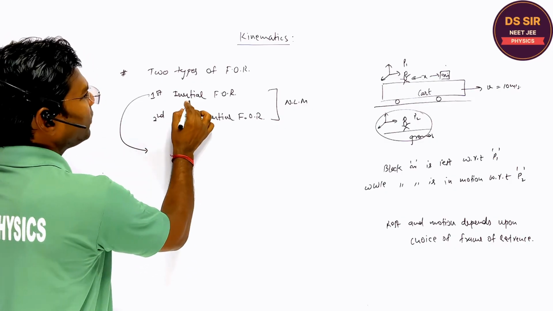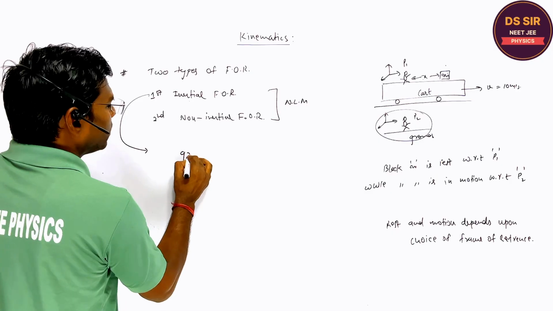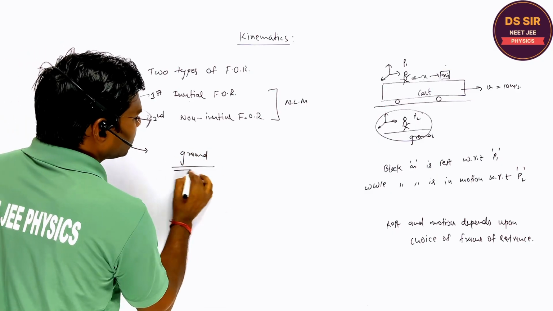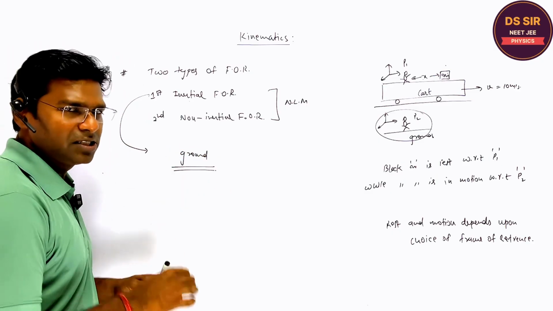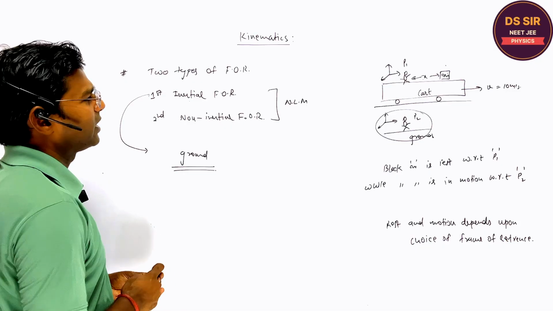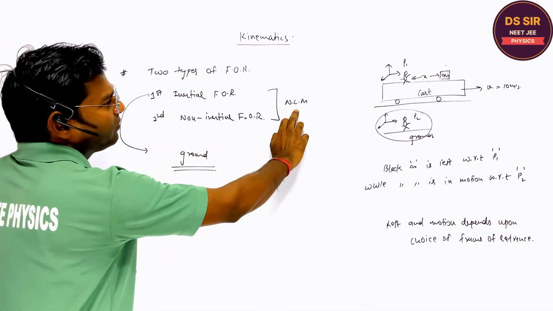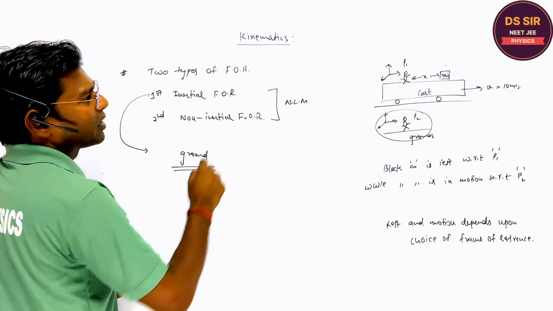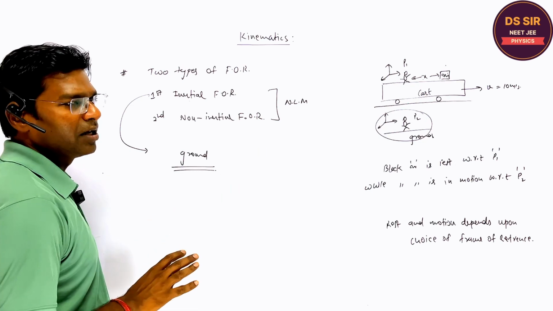You may only assume that the inertial frame of reference is the ground. The ground is the inertial frame of reference. In this chapter, you may assume only that. What is the difference between them? It will be explained in detail in the NLM.